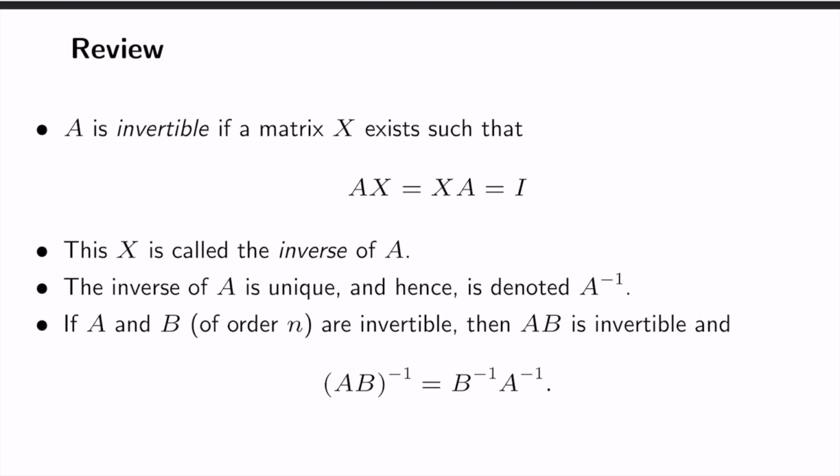And finally, if A and B are both invertible matrices of order n, then their product, AB, is also invertible. And the inverse of the product is the product of inverses, but the order of the product is reversed. These facts are used throughout this video.